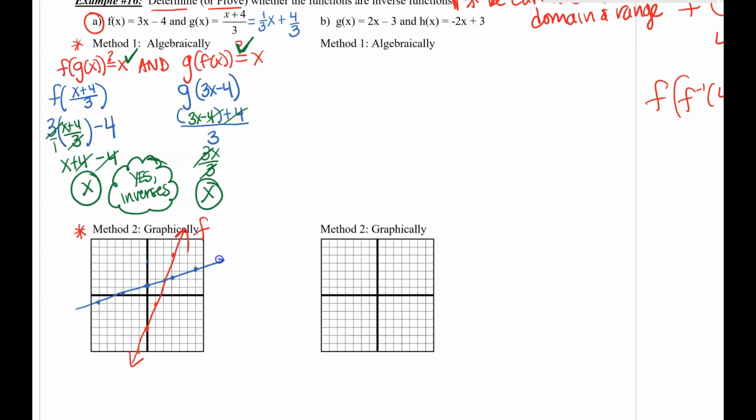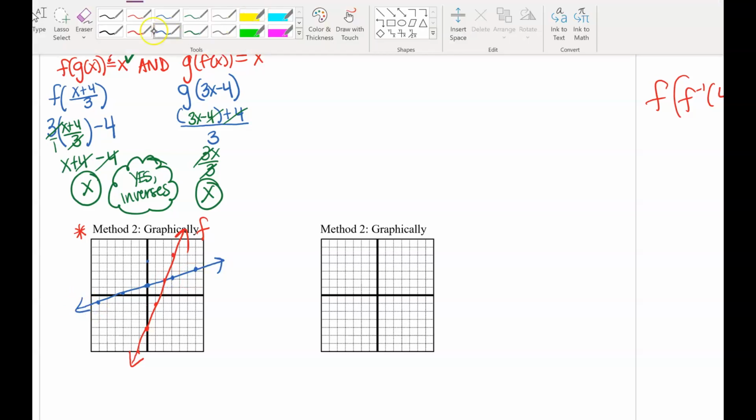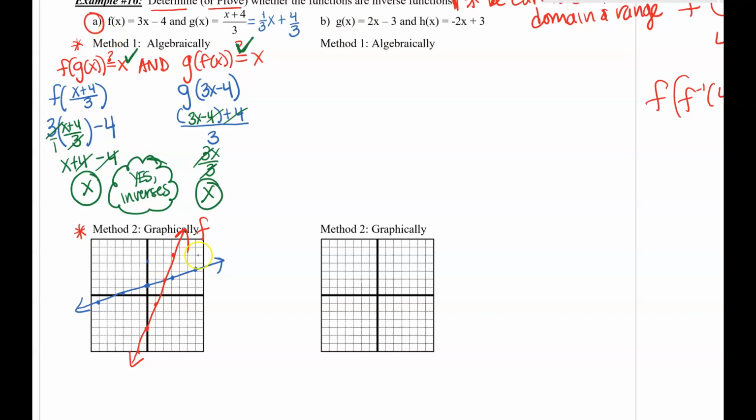And if these are inverses, which I already know they are because I did this 2 ways, right? And the algebra already told me they are. I should see that they're reflections over the line y equals x. So let me label my g function first. And then for the line y equals x, keep in mind what that is. That's a line with a y-intercept at 0 and a slope of 1. So it is just this dashed line that starts at the origin and has a slope of +1. So it looks like this.